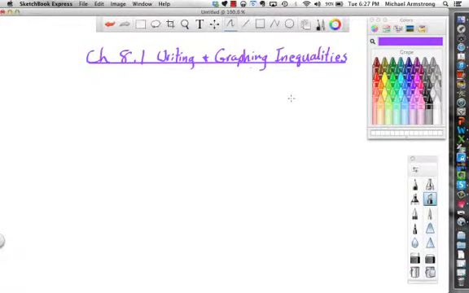Okay, here we are in Chapter 8, and we get to write and graph inequalities. It's kind of a fun thing. Inequalities are things that are not equal or are equal, depending. This is when we use the greater than or the less than sign. And this is greater, and this is less.